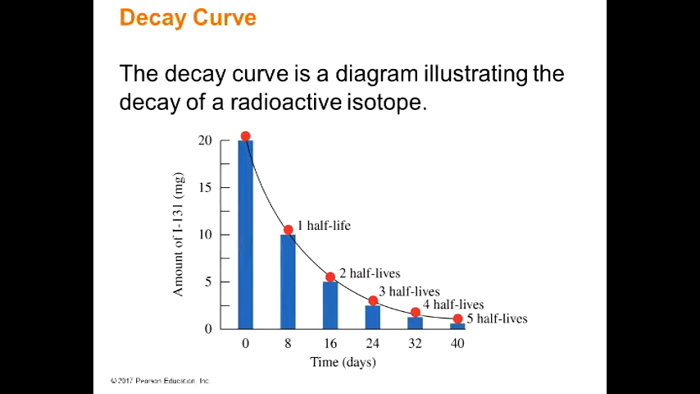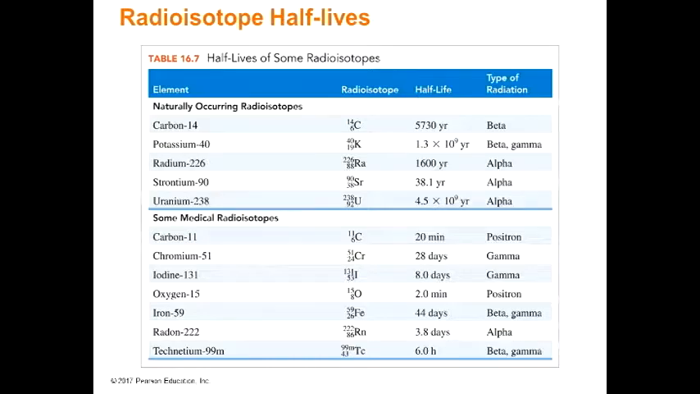Now, each radioisotope has a different half-life. For some, that half-life is beyond our lifetime, and that's what concerns people with handling radioactive waste. Here, the decay curve illustrates it: 1 half-life, 2 half-lives, 3, 4, 5, 6, 7, 8, 9 half-lives, asymptotic. It never reaches a true absolute zero.